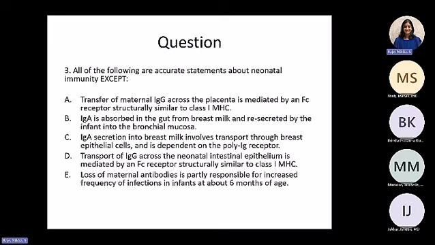So now, all of the following are accurate for neonatal immunity except... Anyone? I'm not sure about this one, but I'll go with C. I think it's B, absorbed in the gut from birth.